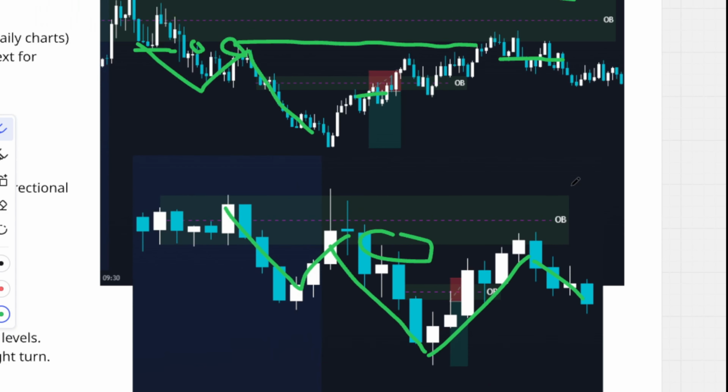A lot of new traders zoom in too much on lower time frames, trying to identify every single order block, and wonder why they are failing. It's because they're failing to identify the overall daily bias, which is this order block.